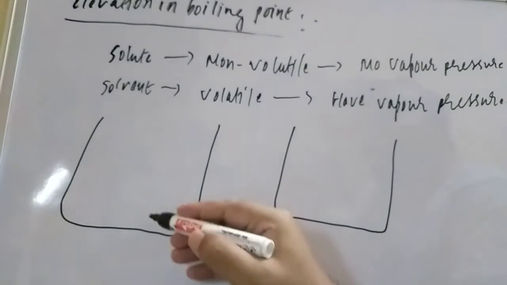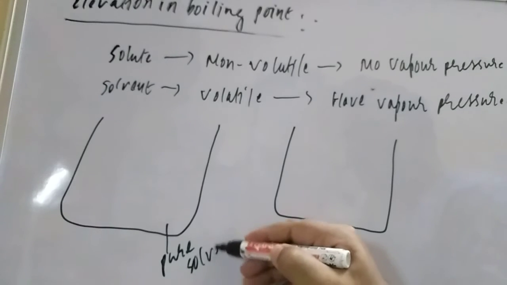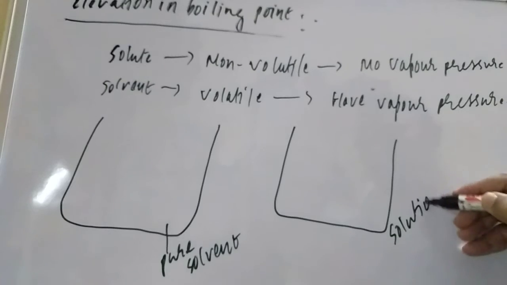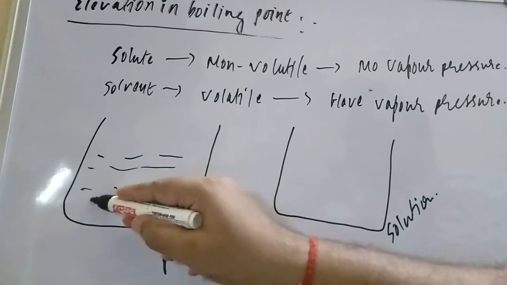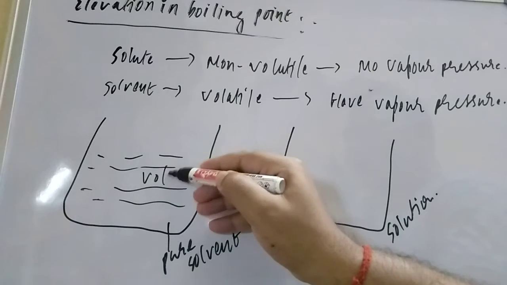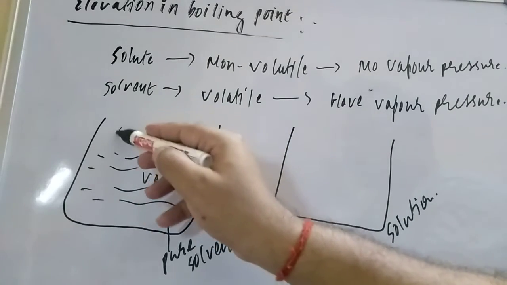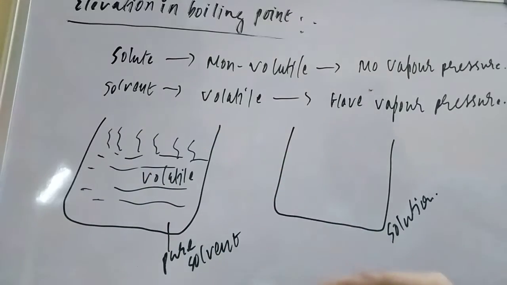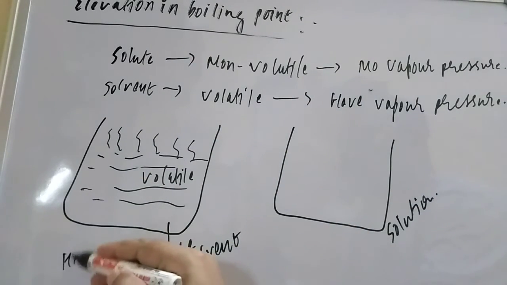Let us see. Here is pure solvent in one container. Here I am taking the solution. When pure solvent is there, all molecules are volatile. If all are volatile, all will give vapors from the whole surface area, they all will vaporize. So what will happen? It gives a high vapor pressure.